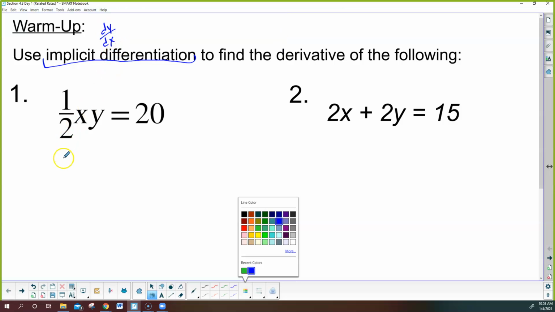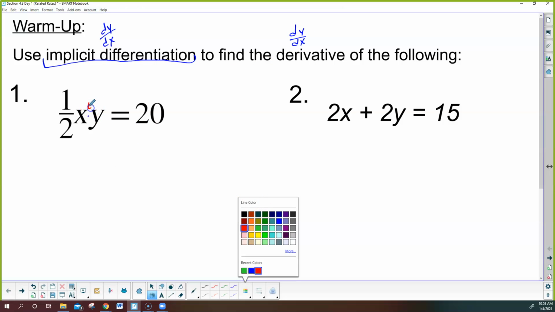A lot of times we're going to do it with respect to t later today because that actually adds a little context to it. But let's take a look at this part right here. We have a couple of things. We've got 1/2 xy. And I want to find the derivative, so I want to find dy/dx. I have to get dy/dx by itself.